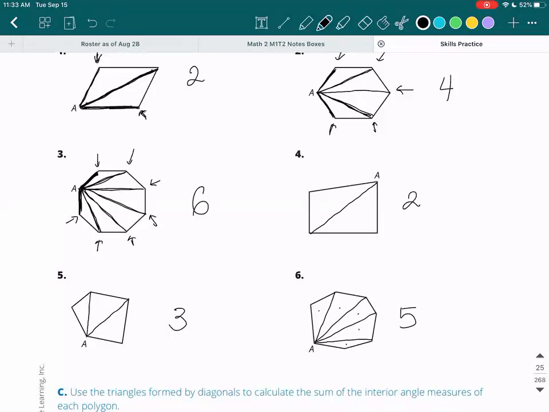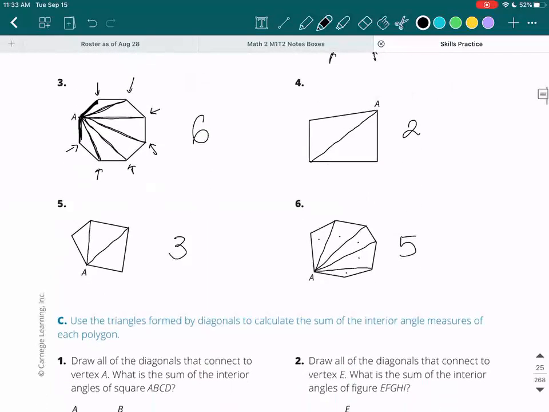No? Okay. Use the triangles formed by the diagonals to calculate the sum of the interior angle measures of each polygon. So we have to use the triangles that we drew to calculate the total interior angle measures. Here's how we're going to do it.